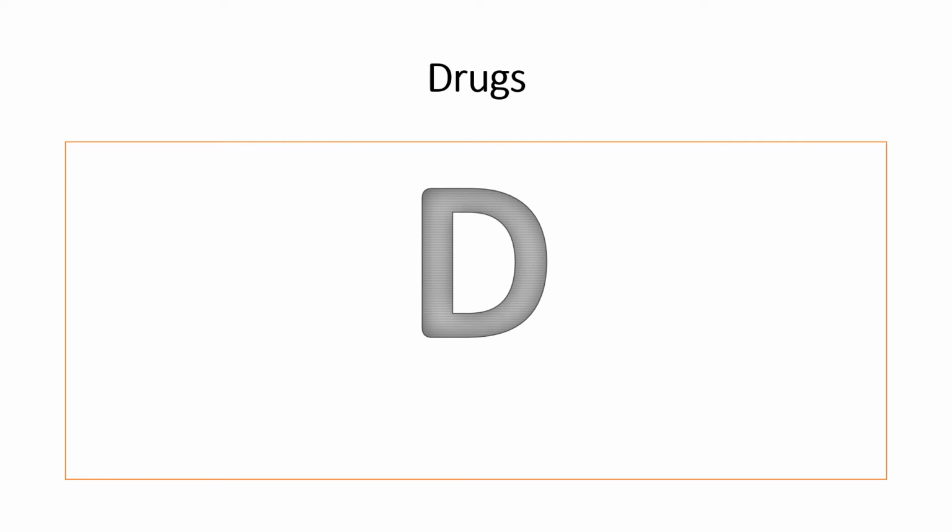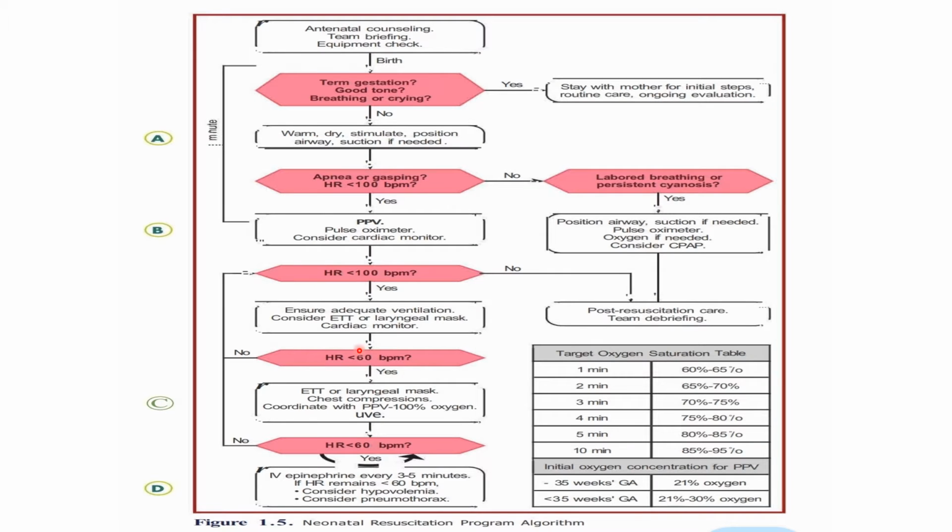So this is step D, drugs. After doing all these steps of NR, as I have already explained how to perform the initial steps of resuscitation, how to provide positive pressure ventilation, and how to give chest compression, if the patient has a heart rate less than 60 beats per minute in spite of a full 1 minute of chest compression with tube and bag ventilation, then we have to insert the UVC and give IV epinephrine, and we can repeat every 3 to 5 minutes if the heart rate remains less than 60 beats per minute.